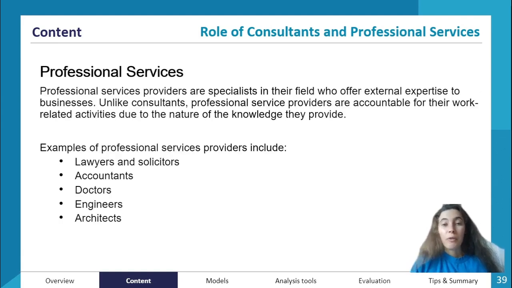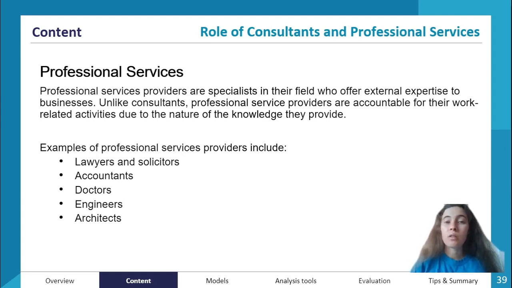On the other hand, professional services providers are specialists in their field. They offer external expertise to businesses. So the difference here is, unlike consultants, professional services providers are legally accountable for their work-related activities because of their expertise and the nature of the knowledge that they're providing.